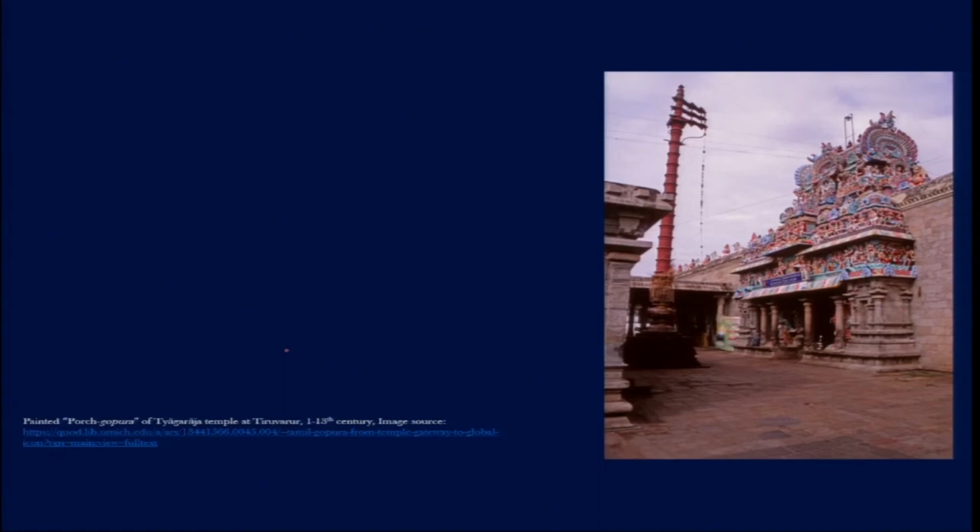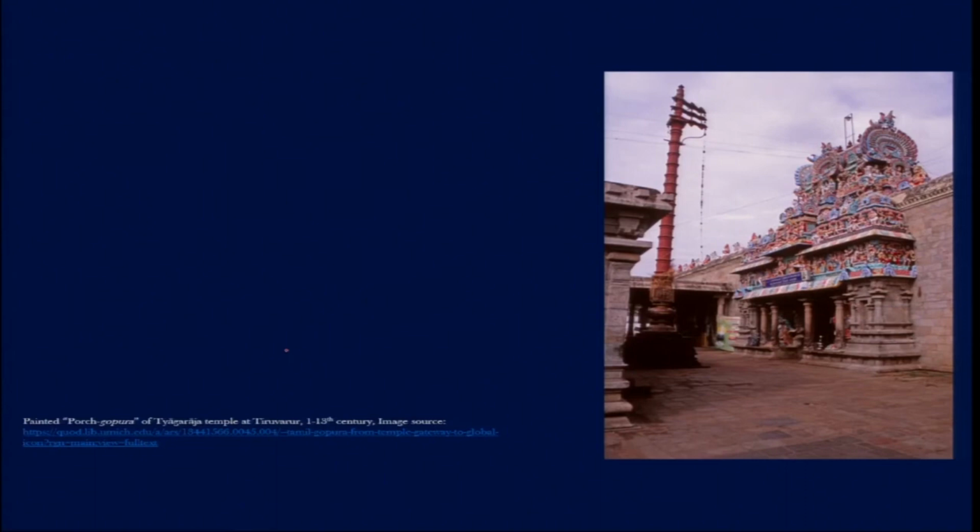So for example, here we have a painted porch gopura from the Tyagaraja temple from Tiruvarur in Tamil Nadu, and it was made between the 12th and 13th century. And here we have this painted gopura, or the entrance gateway to this temple complex. The idea of painting the exterior walls of the temples, covering them with lime plaster, then adding individual colors to indicate the different deities, the divine forms, the semi-divine forms, and the human beings is a practice that has its roots in history, and that is still being continued even today.